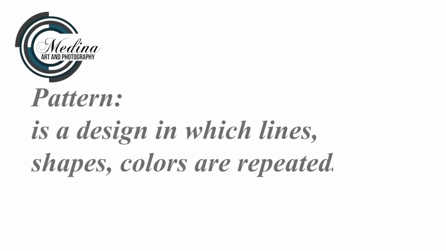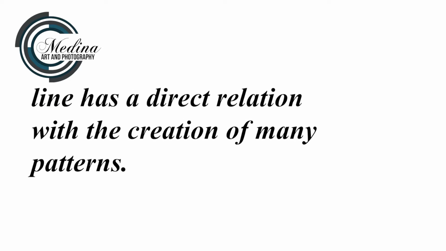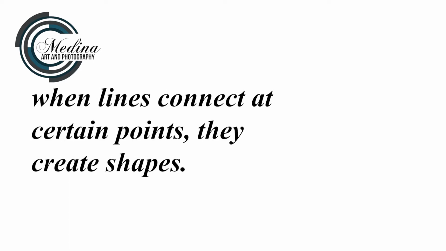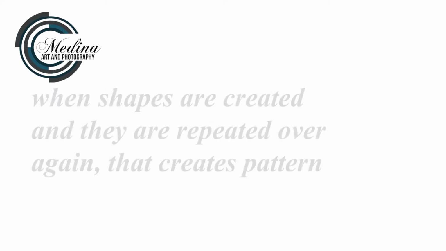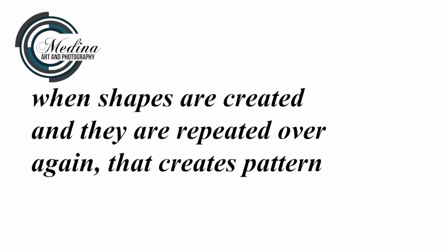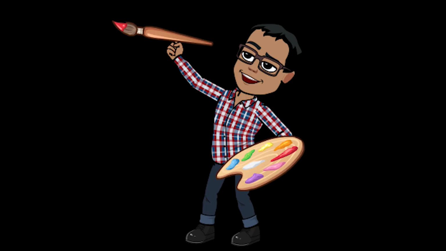And so we use these lines to create a form of pattern. A pattern is a design in which lines and shapes and colors are repeated. Line has a direct relation with the creation of many patterns. For example, when lines are connected at certain points, they create shapes. When shapes are created, they are repeated over and over to create patterns. So let's start using these lines and shapes and start creating some patterns.